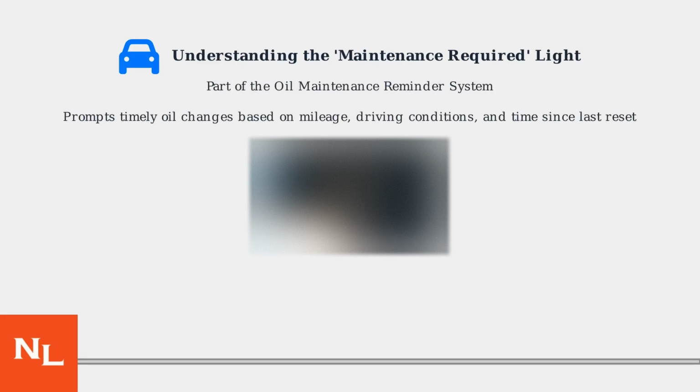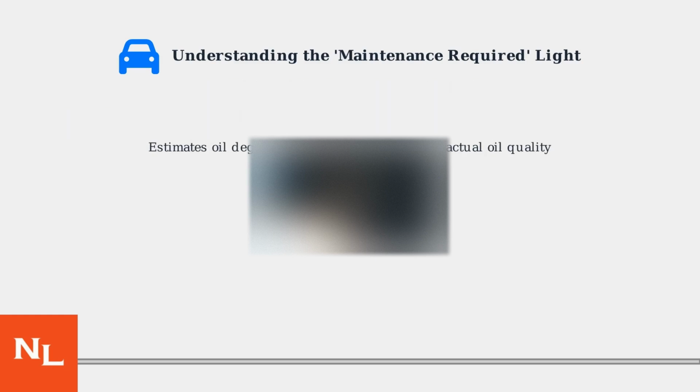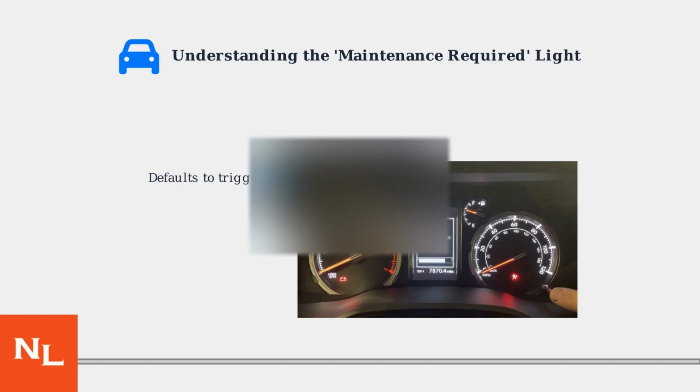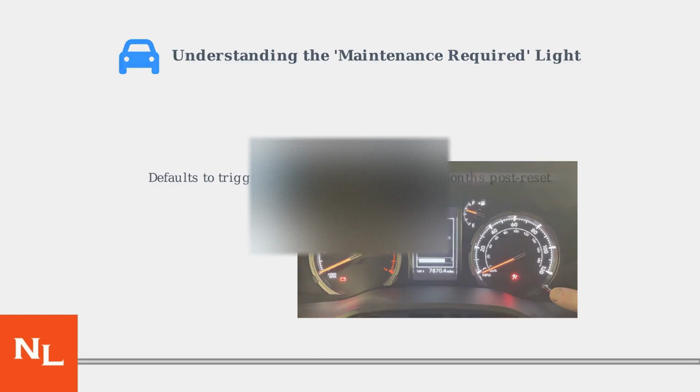The maintenance required light on your 2010-2024 Toyota 4Runner is part of the oil maintenance reminder system. It's designed to prompt timely oil changes based on mileage, driving conditions, and time since the last reset. It estimates oil degradation, but doesn't measure actual oil quality. The system defaults to triggering every 5,000 miles or 6 months post-reset.